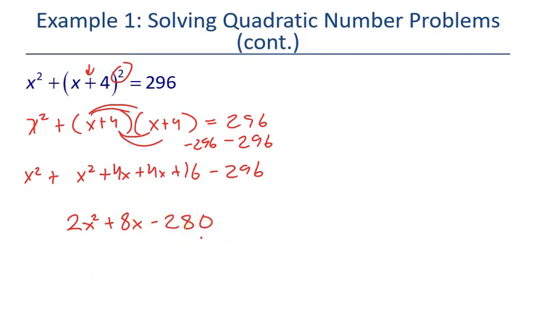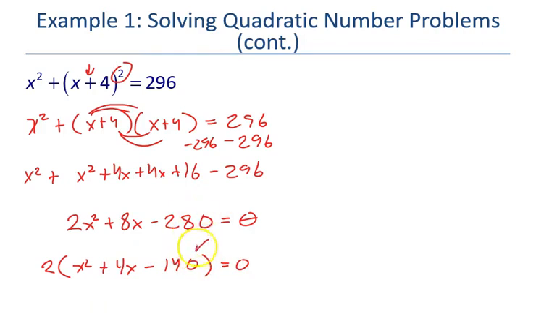Let's look very carefully at this. All of this has to be equal to 0. Don't forget that. Notice I can pull out a 2, though. When I pull out a 2, I'm left with x squared plus 4x, and then divide 280 by 2 and you get 140, so minus 140. All of this equal to 0.